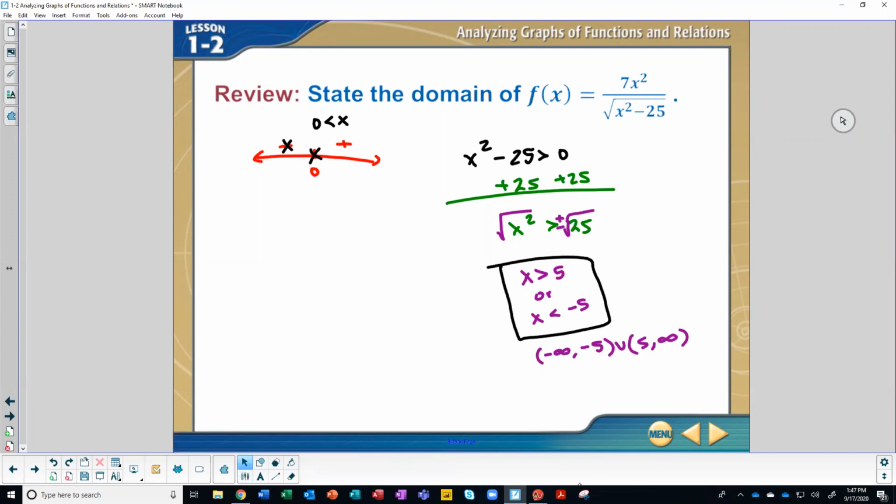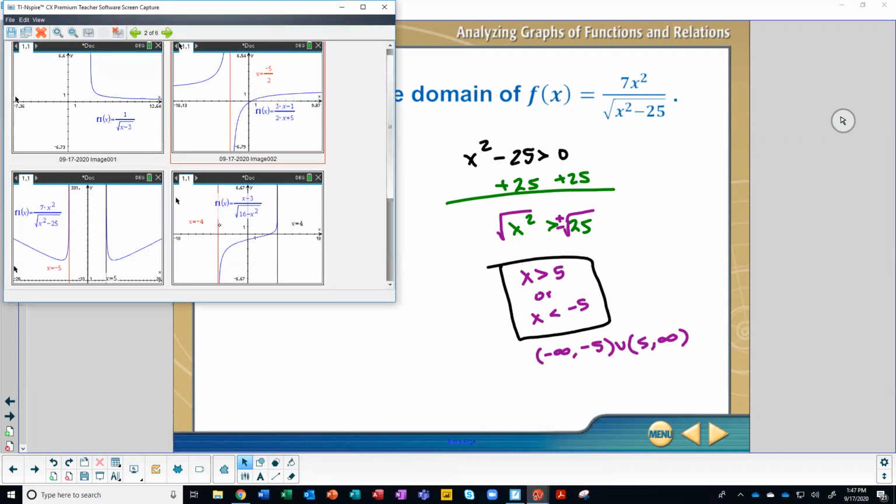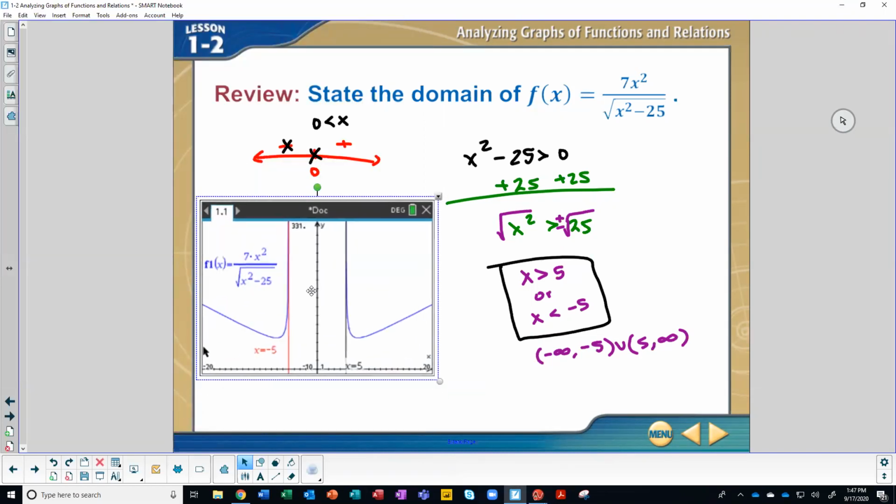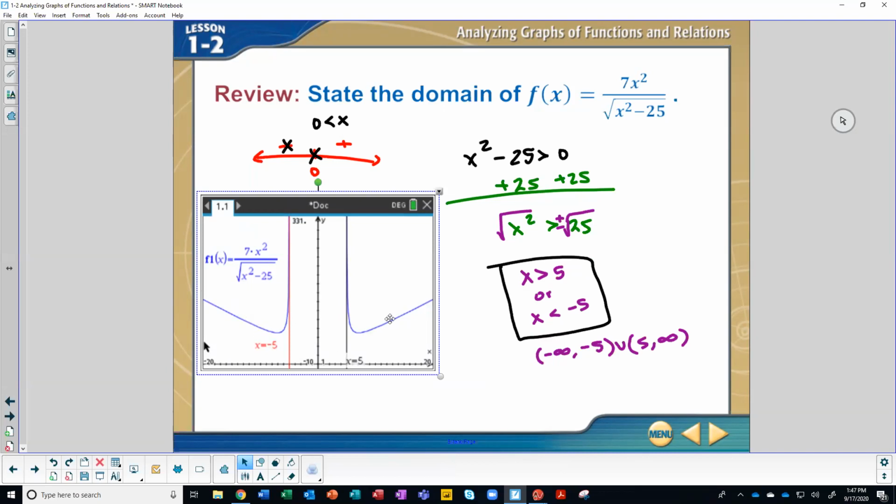No worries, I have a picture to prove it to you. Here it is. Here's my picture. Notice this graph goes left forever, it goes right forever, but it just does not seem to exist in the center of the graph. It does not exist between -5 and 5. There's a break. So it exists being larger than 5. It exists being less than -5, but it does not exist in the middle of the two.